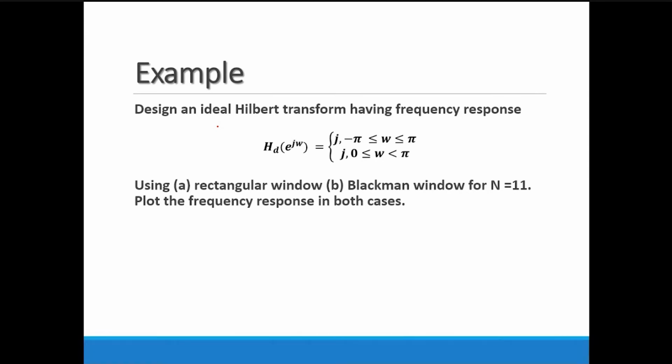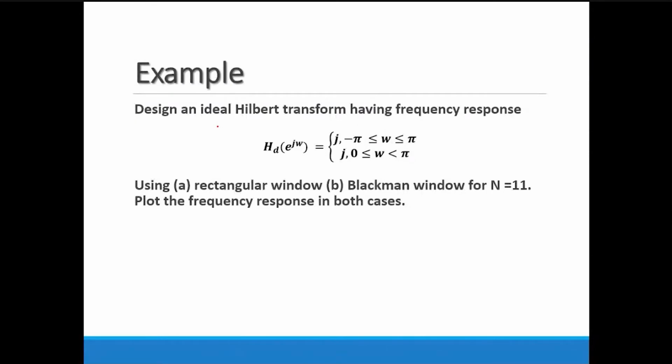Design, we go for this next example. Design a Hilbert transform having frequency response. Here we have to design the ideal Hilbert transform having frequency response HD(e^{jω}) is equal to j for minus pi to pi and j is equal to 0 less than or equal to pi, not less than but less than pi.